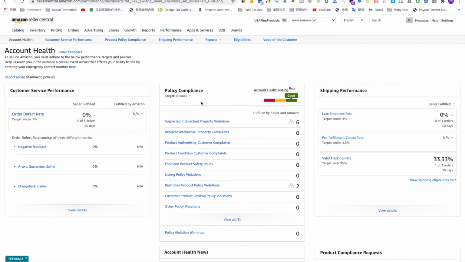So just remember, if you use Amazon FBA warehouse, or use Amazon FBA to fulfill your orders, then most likely you don't have to worry about customer service performance, and you don't have to worry about shipping performance. That's something you need to remember, and you need to send products to the Amazon FBA warehouse.